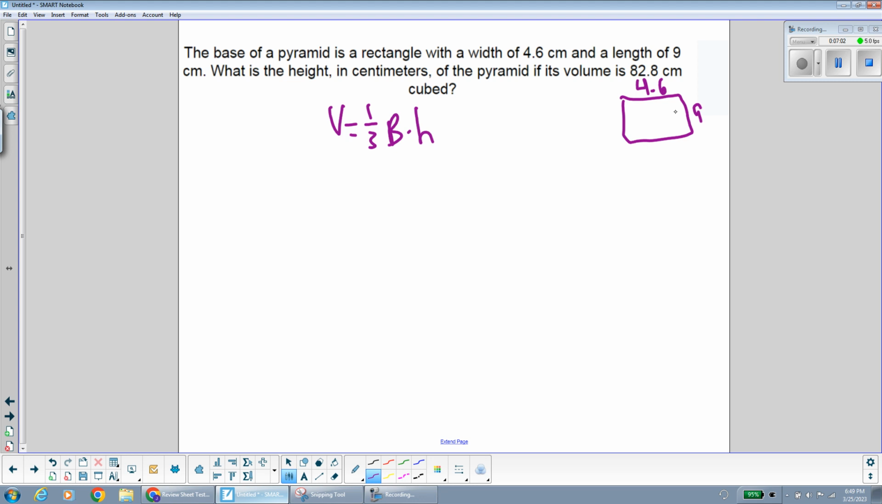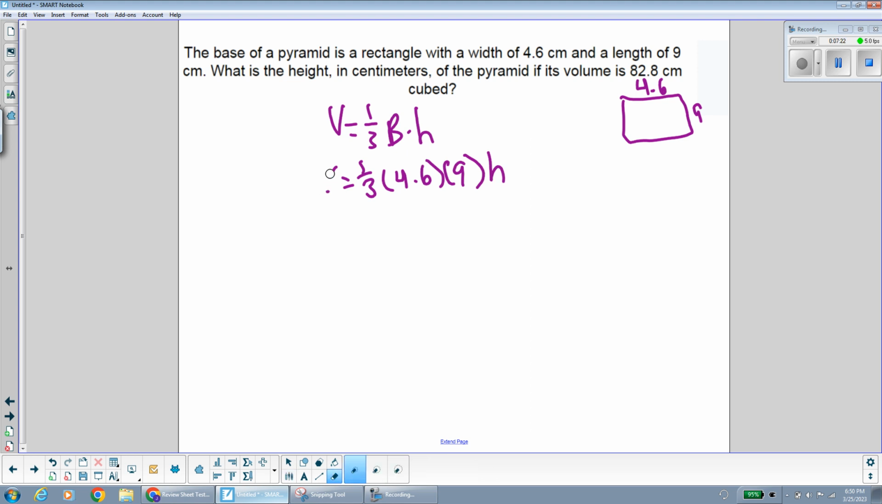I know I put these in the wrong place. It doesn't really matter. So we find the area of the rectangular base by doing length times width. So I'm going to replace area of the base with length times width, which is 4.6 times 9. And we don't know what the height is. That's what we're solving for.